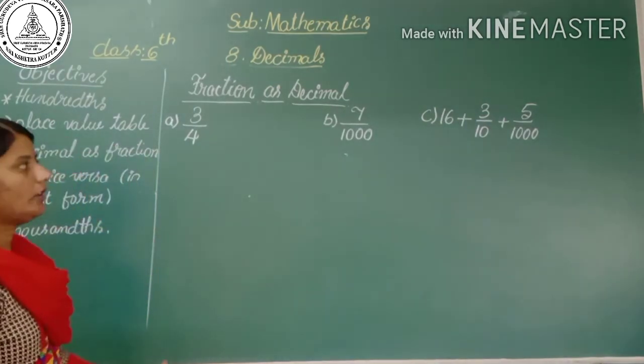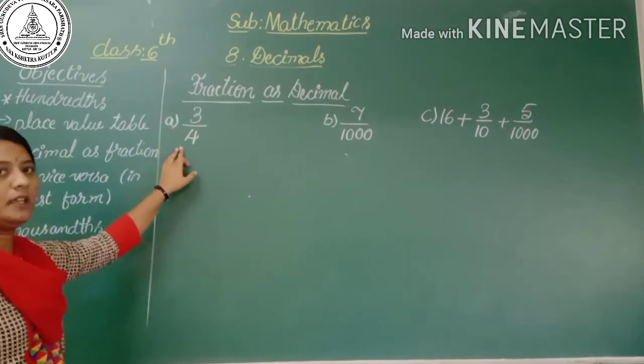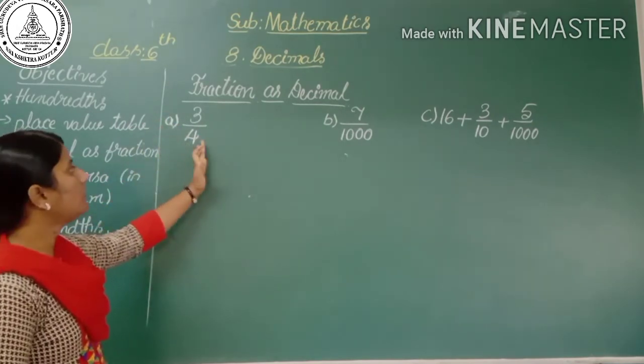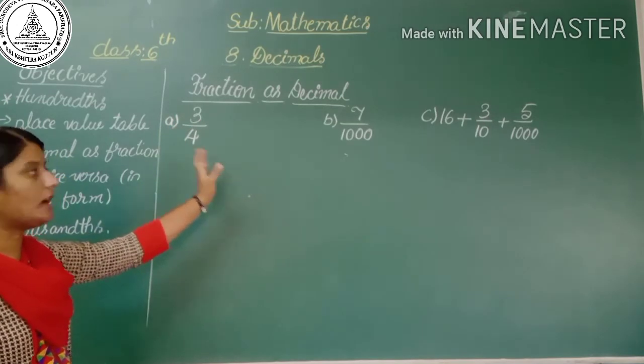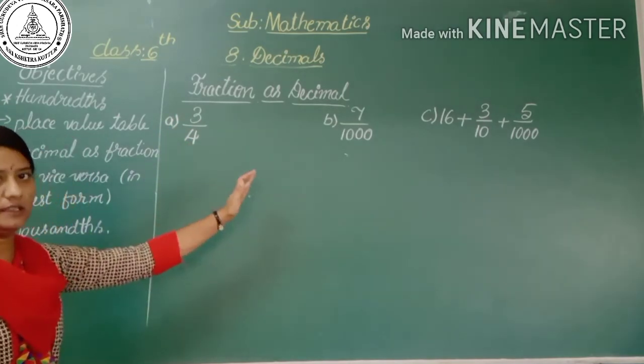Okay, yes. Here, writing a fraction as a decimal. Okay, so here I have taken 3 examples. The first one is 3 by 4. Yes, so while we are converting a fraction to a decimal, we have to make the denominator 10, 100 or 1000. Right?